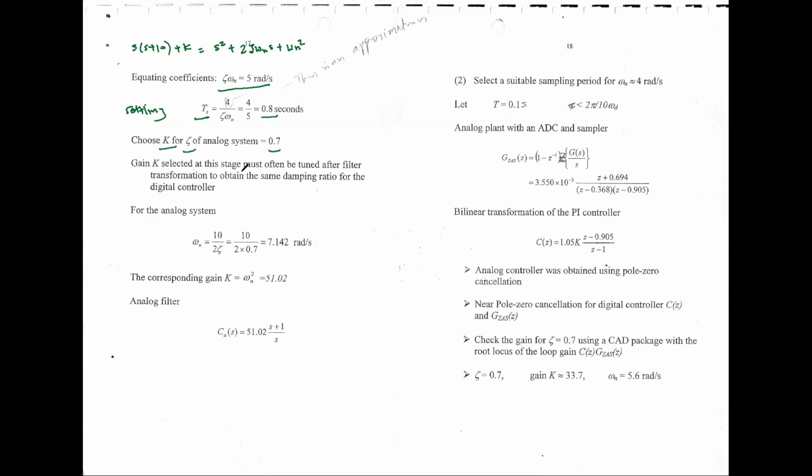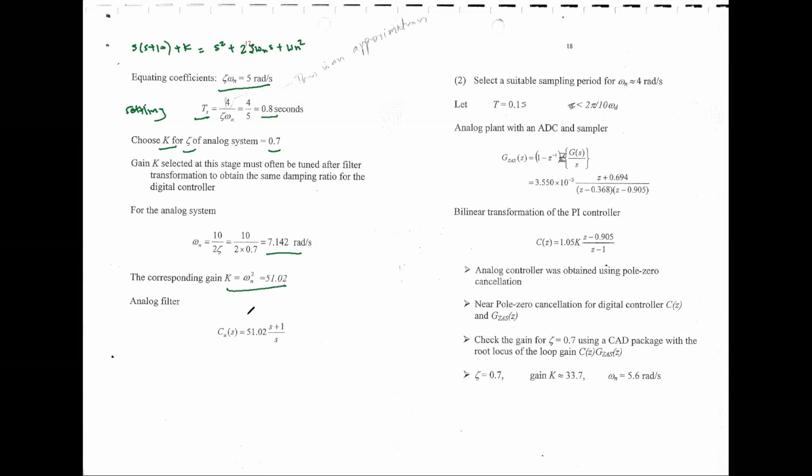It says the gain K selected at this stage must often be tuned after filter transformation to obtain the same damping ratio for the digital controller. So for the analog system, omega n is equal to 10 over 2 zeta. From zeta omega n times 2 equal to 10, omega n is equal to 10 over 2 zeta, and we get omega n as 0.142 radians per second. The corresponding gain K is omega n squared, which is 51.02.